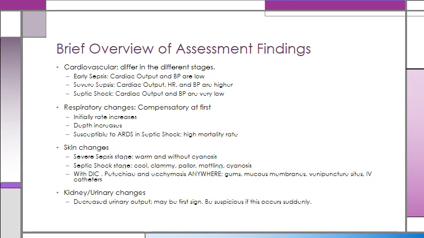Skin changes in the severe sepsis stage. Remember, that's that rebound stage. It's going to be warm and without cyanosis. But then the next stage, that septic shock stage, it's going to become cool, clammy with pallor, mottling, and cyanosis.